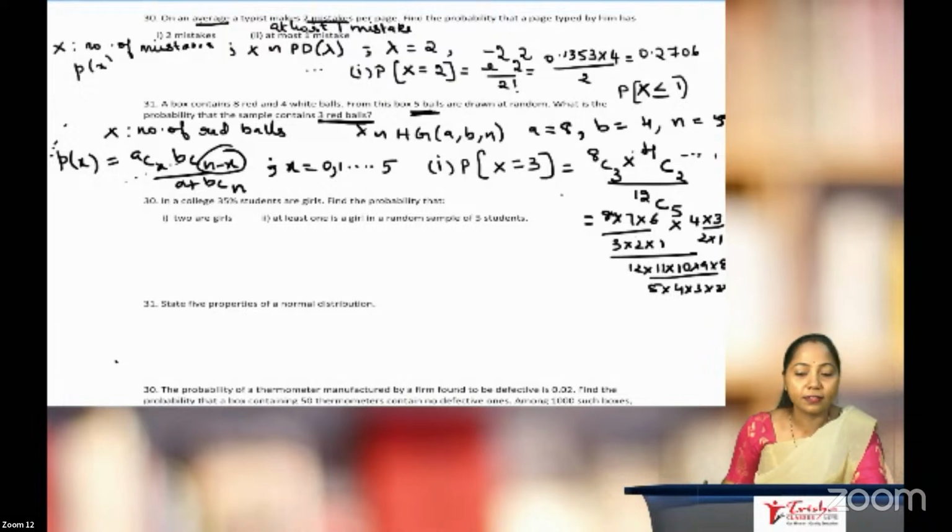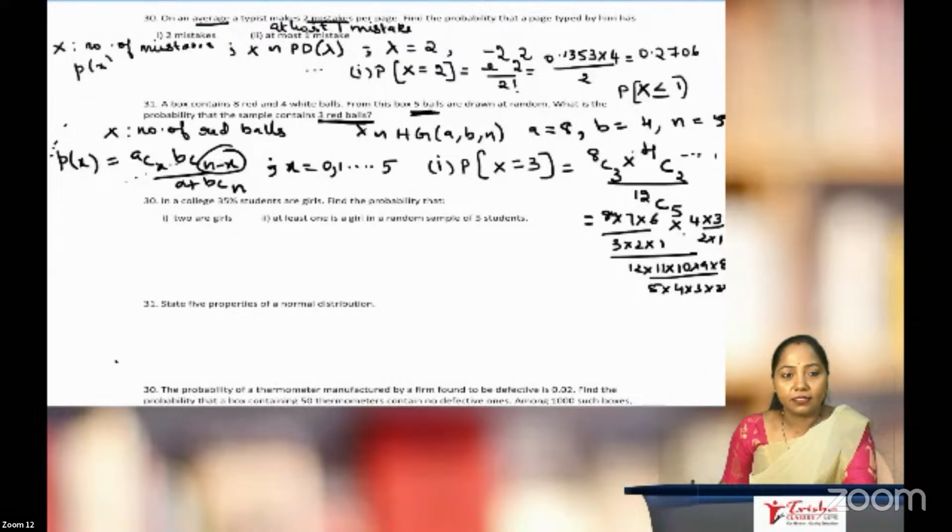Did you get the answer? Yes, 0.4242. Is that answer right? For the students, is that answer correct? 0.4242. Nishal has given the answer as 0.4242. Yes. We move on to the next question.